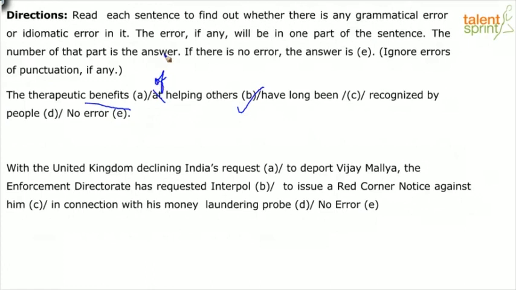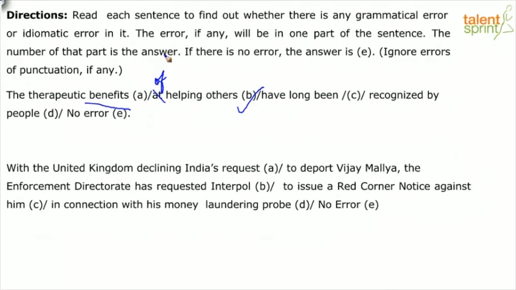Last one. With the United Kingdom declining India's request to deport Vijay Mallya, the Enforcement Directorate has requested Interpol to issue a red corner notice against him in connection with his money laundering probe. So, where do you think the error is, or do you think there is any error at all? Pretty long sentence.